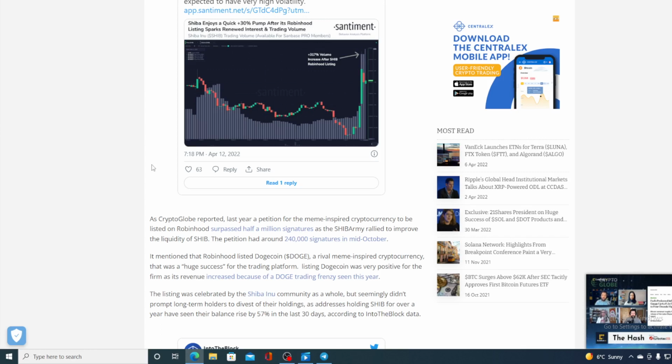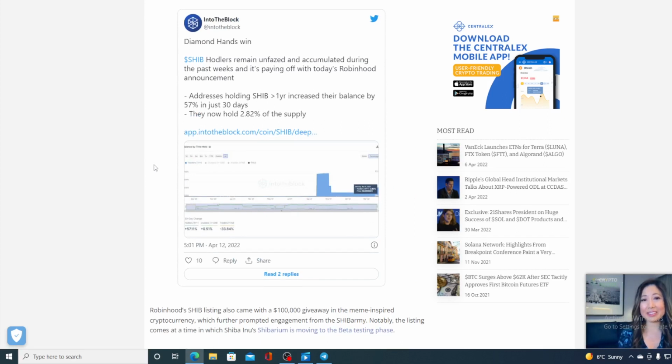The listing was celebrated by the Shiba Inu community as a whole, but seemingly did not prompt long-term holders to divest of their holdings, as addresses holding SHIB for over a year have seen their balance rise by 57% in the last 30 days, according to the block data. Now, Robinhood's SHIB listing also came with a 100,000 giveaway in the meme-inspired cryptocurrency, which further prompted engagement from the SHIB army. Notably, the listing comes at a time in which Shiba Inu's Shibarium is moving to the beta testing phase.